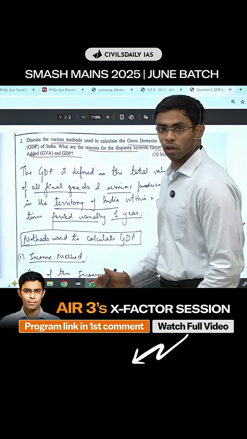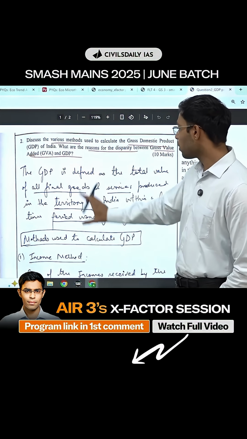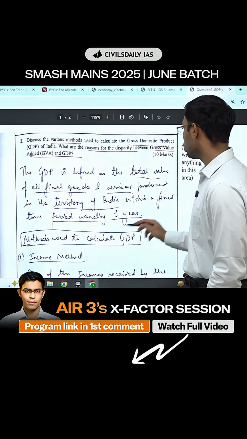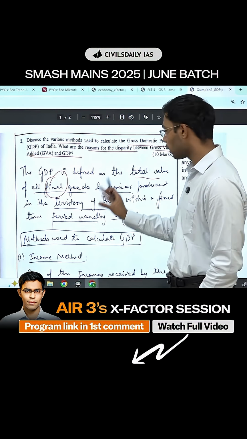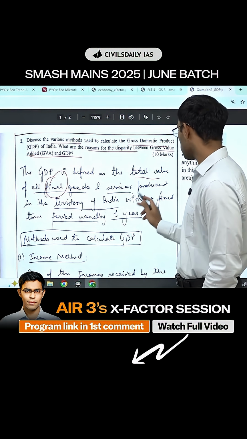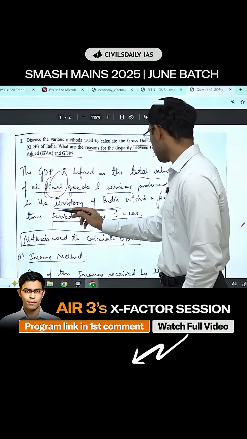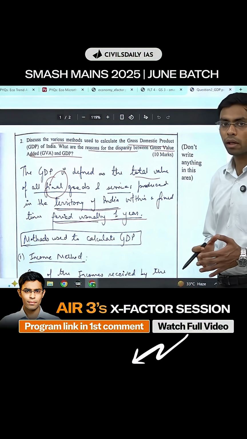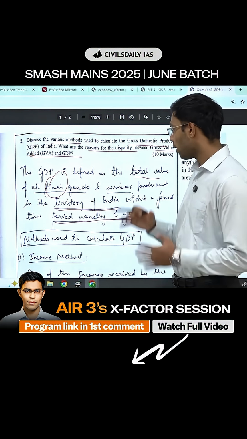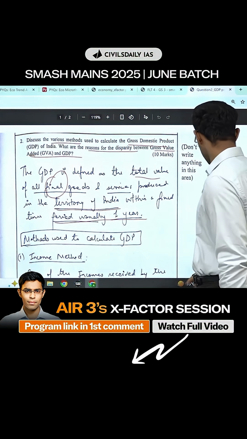Now I have to show him exactly that I know what GDP is. So here is a verbatim definition of GDP: total value of all final goods and services produced in the territory of India within a fixed time period, usually 1 year. I've underlined "final" because it's a very important technical term. Three things have to be captured: a fixed time period, geographical territory, and final goods and services. So I've shown him that I know what GDP is.